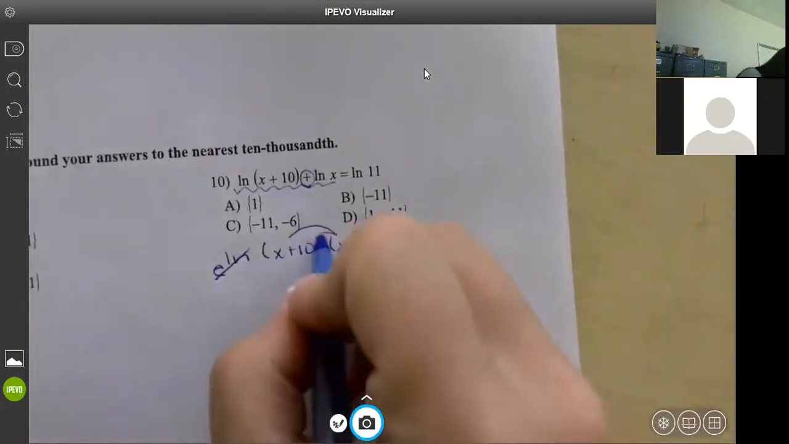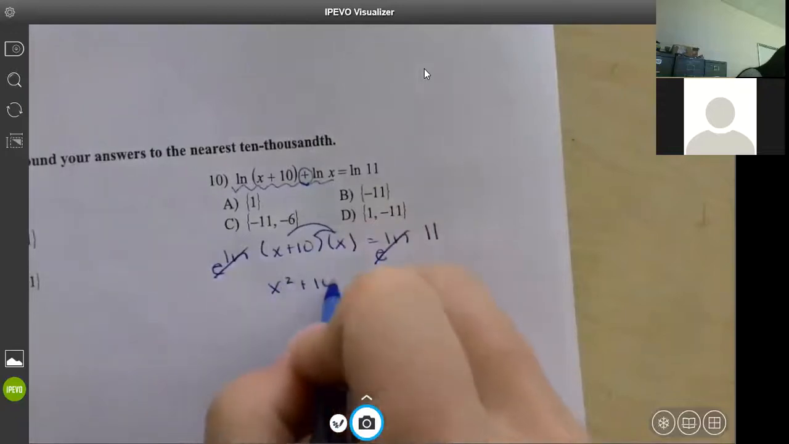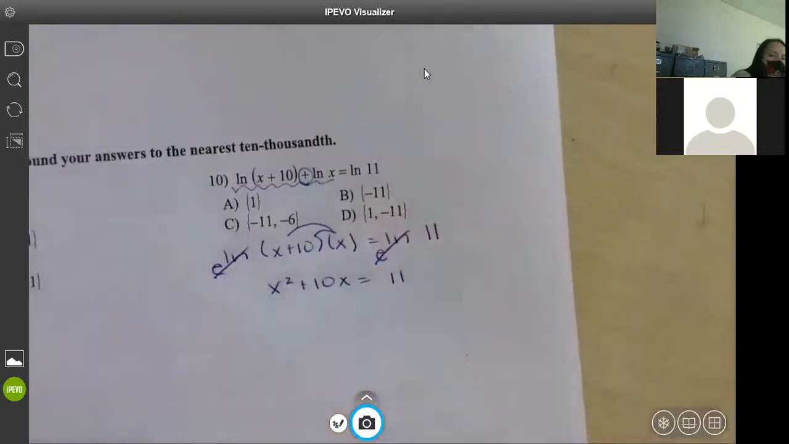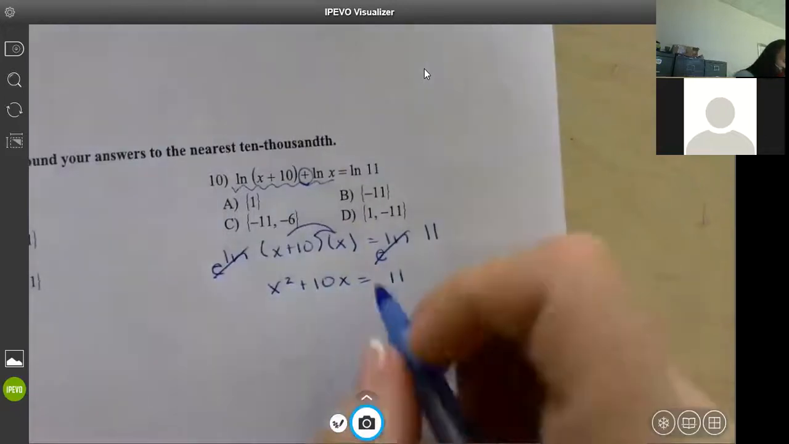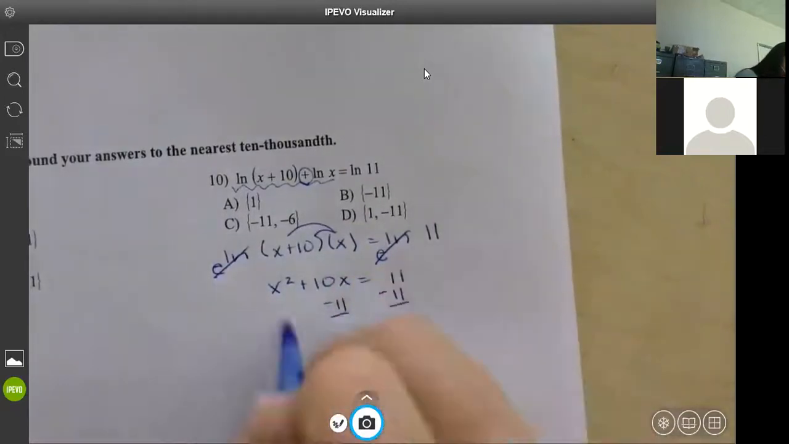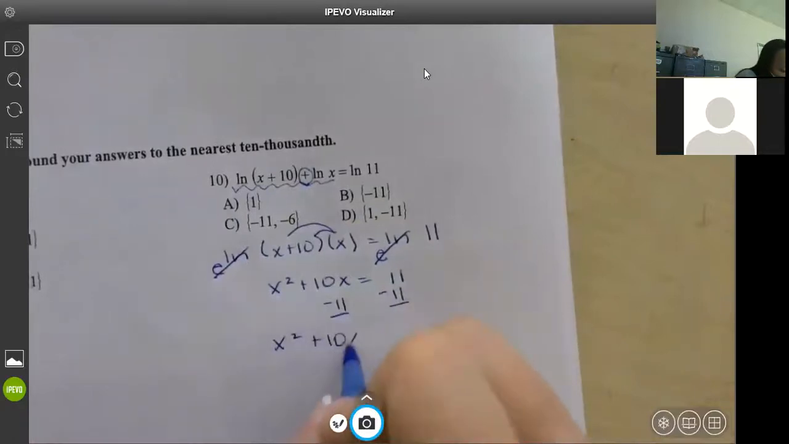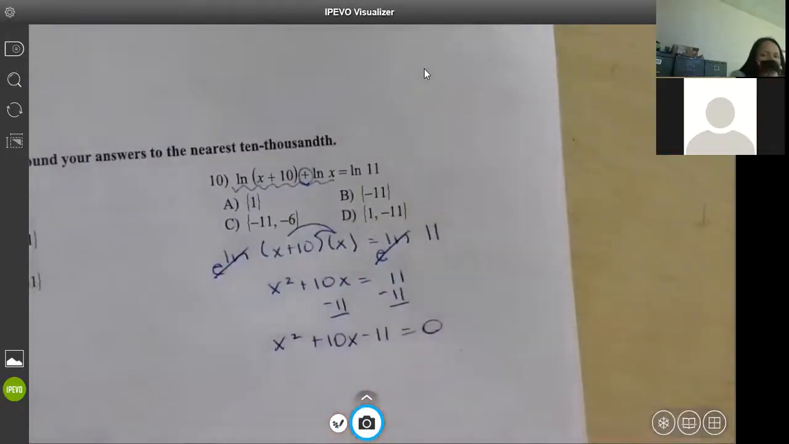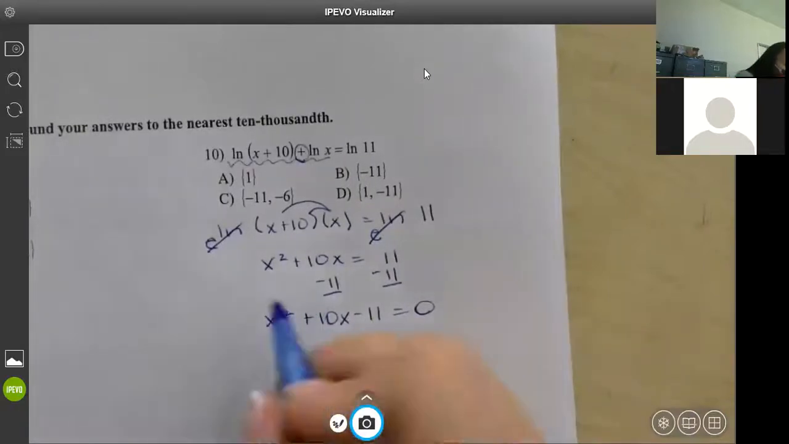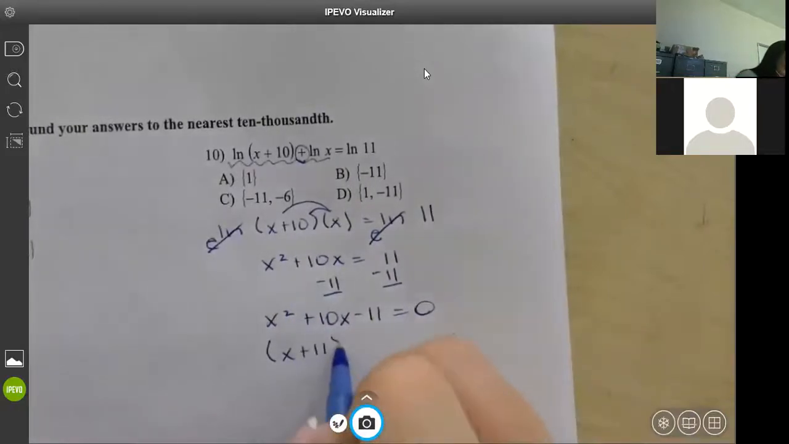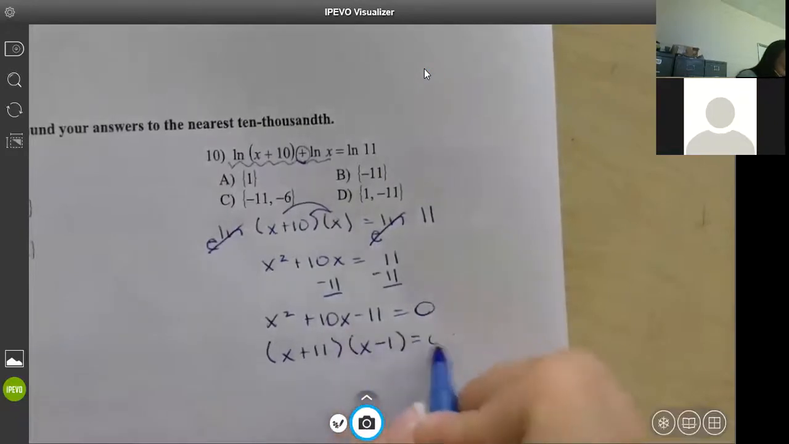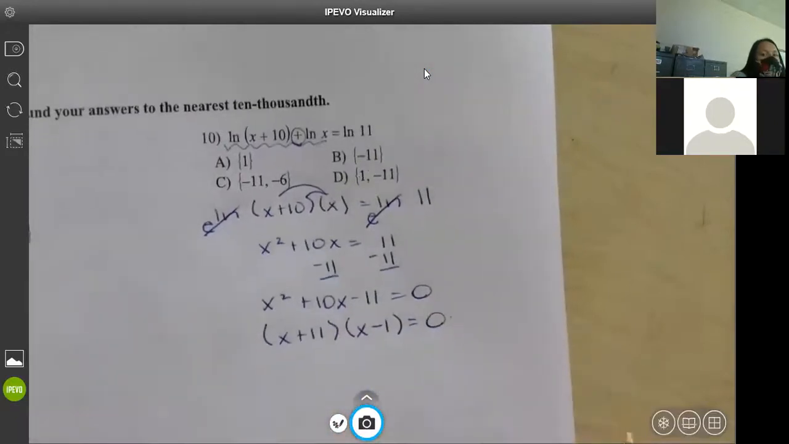We're going to distribute. We have x squared plus 10x equals 11. Since I have x squared and x, I'm going to factor. So we got to get it equal to 0. So we get x squared plus 10x minus 11 equals 0. We want factors of negative 11 that add to 10. Those would be positive 11 and negative 1. And then this one is going to be negative 11, and this one is going to be positive 1. This one is a perfect example for me.